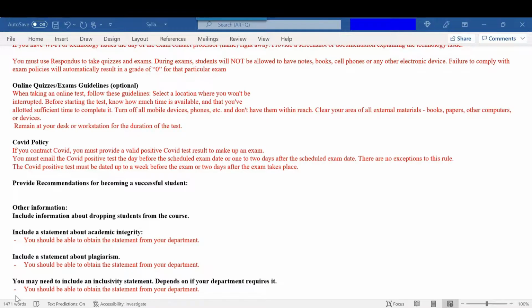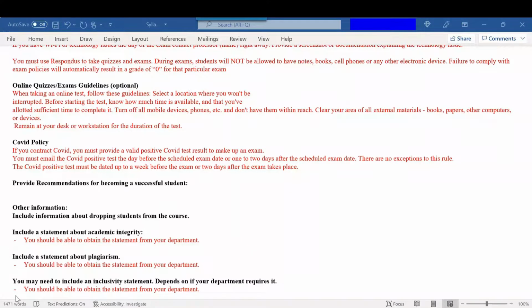For example, you can include information about what students should do if they test positive for COVID, and if you allow students to make up quizzes and exams and assignments, what they should do. So I've just stated here, if you contract COVID, you should provide a valid positive COVID test result to make up an exam. You must email the COVID positive test the day before the scheduled exam date or 2 days after the scheduled exam date.